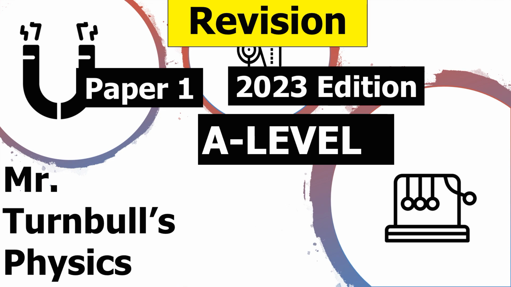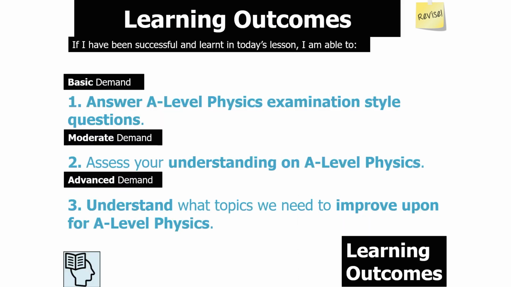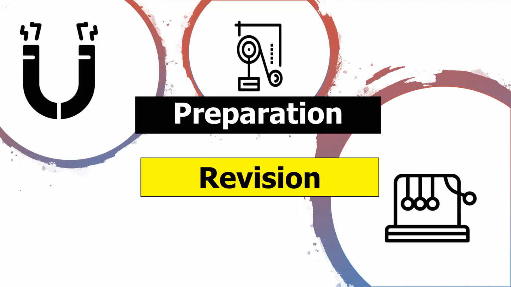So in today's revision session we're going to look at how to answer examination questions on A-Level Physics Paper 1. If we've been successful, we should be able to answer A-Level Physics examination style questions, assess our understanding of A-Level Physics and understand what topics we need to improve upon for AQA A-Level Physics. So how should you carry out this revision session?